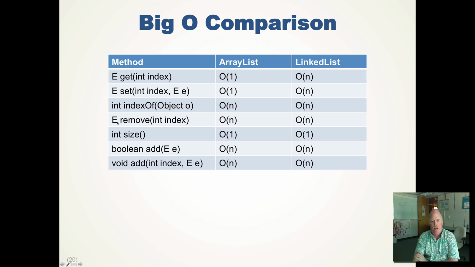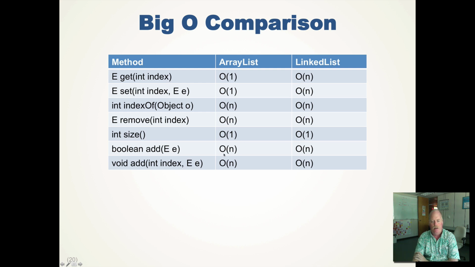Remove, again, for the array list, we had to copy all the items over to fill the gap. In the linked list, we had to traverse to the location, but we didn't have to do the copy. The traverse is big O of n. The copying of the data is big O of n. Size, both implementations remember the size of the list, so that's big O of 1.